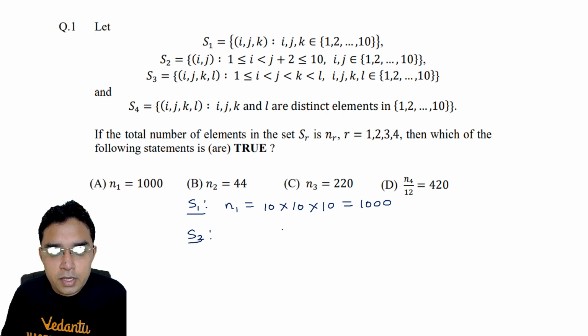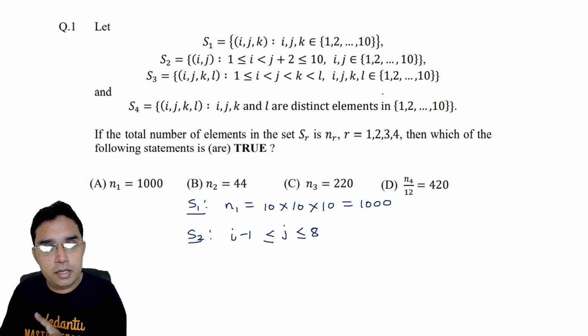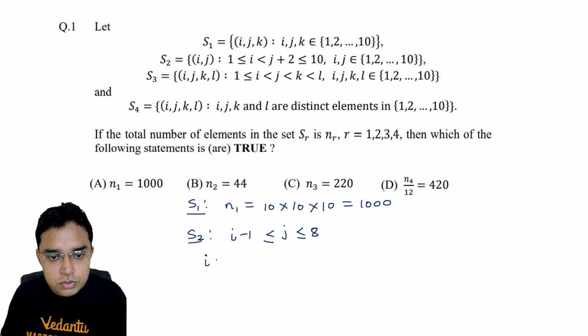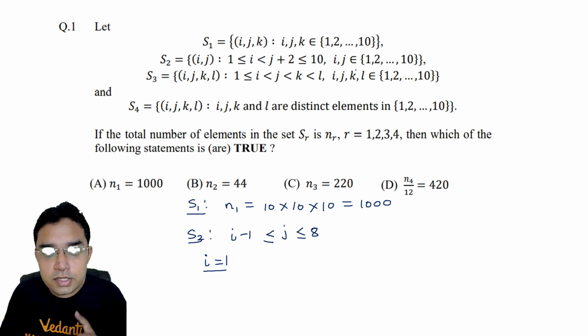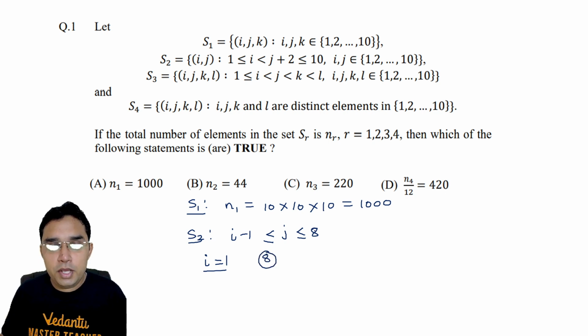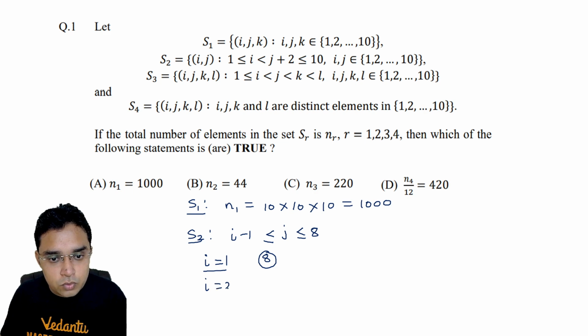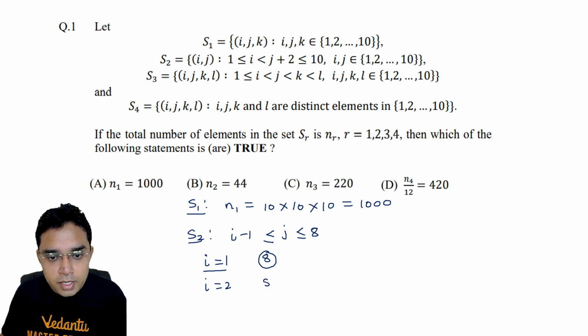Here if you see, the relation is that j will be greater than or equal to i minus 1 and less than or equal to 8. My i and j can take values from 1 to 10. Now please understand, if I choose i to be 1, then the value of j will start from 1 only, because this i and j have to come from the set 1 to 10. So the number of values here will be 8, because we are starting with 1 going up to 8. Now if I take i equal to 2, then again the value of j will start with 1 going up to 8. So again 8 values.